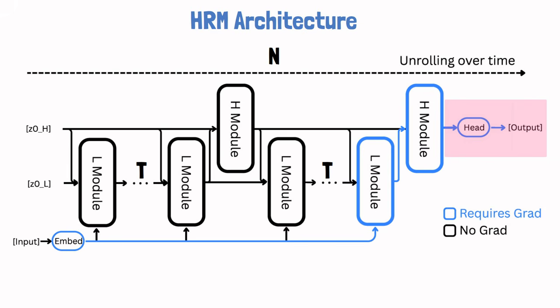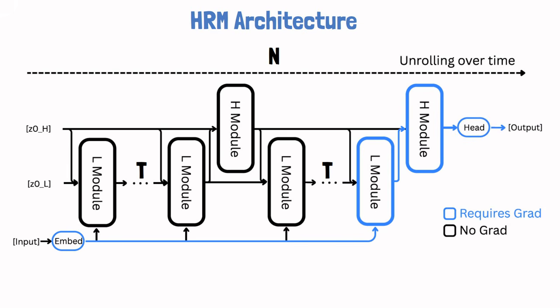To simplify a bit, the low-level module takes several quick steps to reach a partial solution. That result is sent up to the high-level module, which then updates its plan. The low-level module resets, takes another run, and the cycle repeats until the model converges on a final answer.